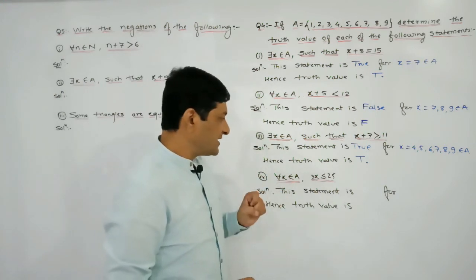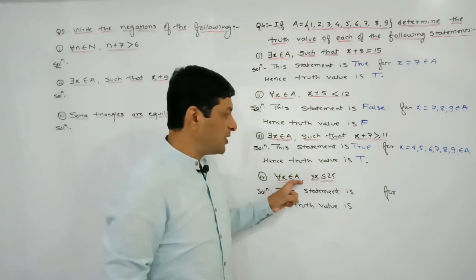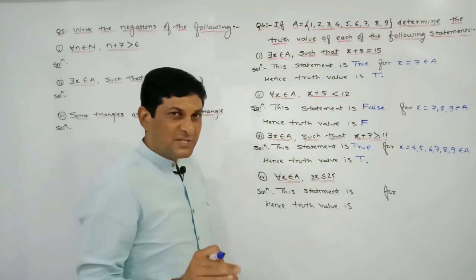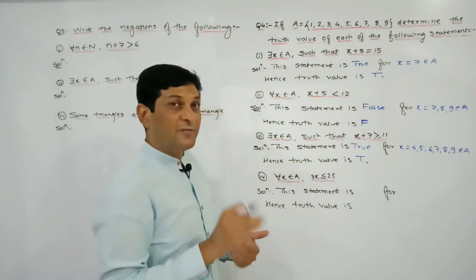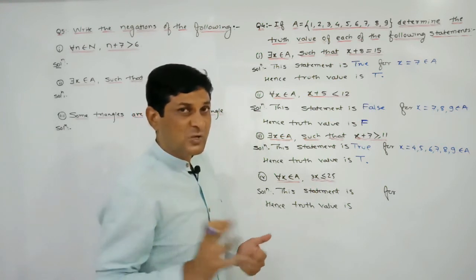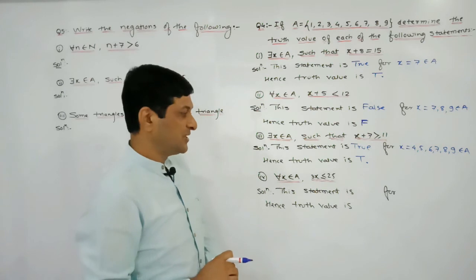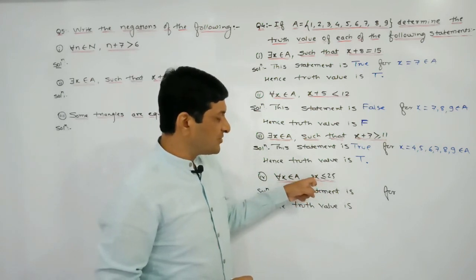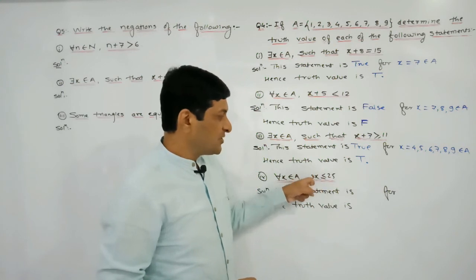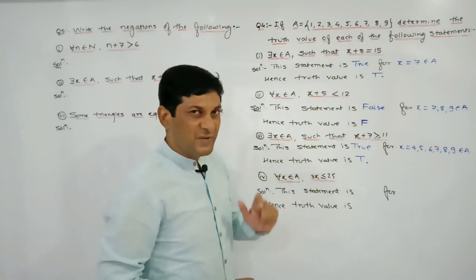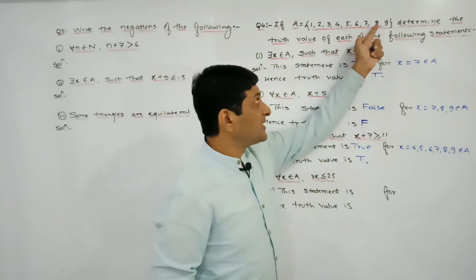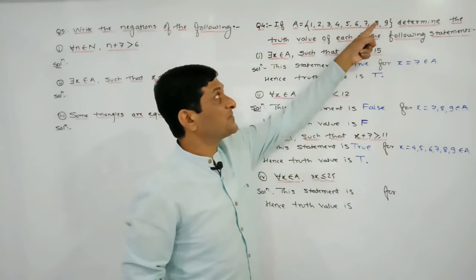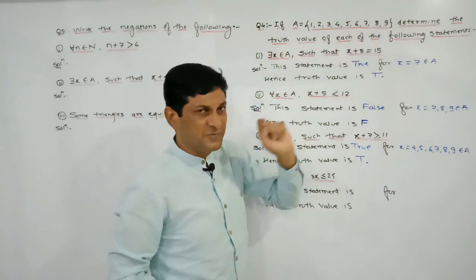Now here observe example number 4. For every x belongs to A, 3x is less than or equal to 12. Means we have to check that this condition is satisfied for every element. Means if at least one element does not satisfy, we can say that it is false. So here if I take x is equal to 8, 8 threes are 24, and 24 satisfies this condition. Means if 8 satisfies, the remaining elements all satisfy.